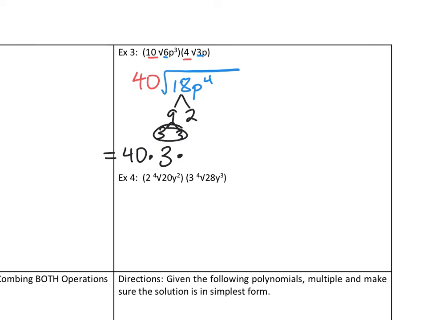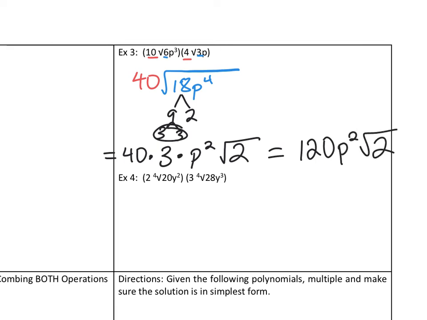Now let's look at that P to the 4th. Yep, that's going to make 2 groups of P. And then what's left? 2 in the radical, so square root of 2. Great job. Is that my simplest answer? Can I leave it like that? No. What do I need to do? Multiply. Yep, multiply 40 times 3. 120. P squared. Square root of 2.